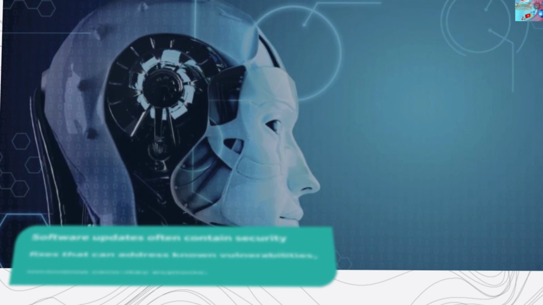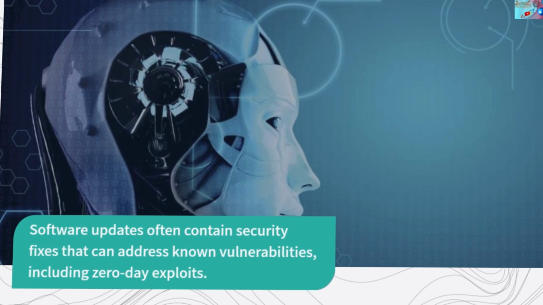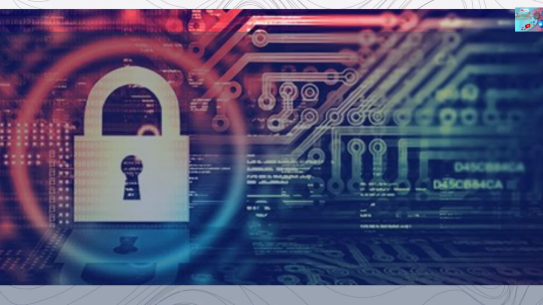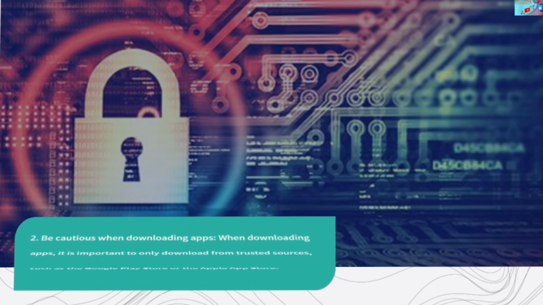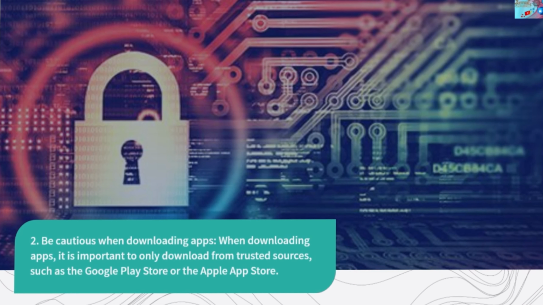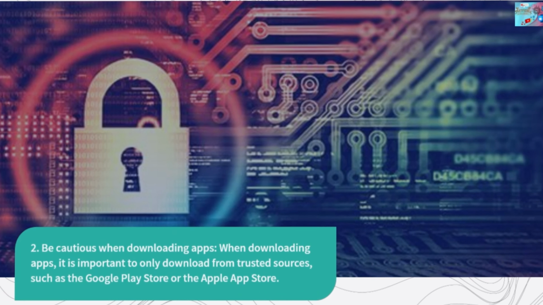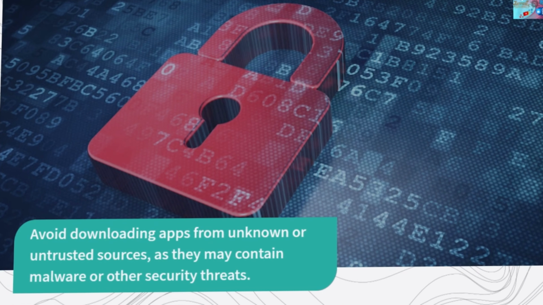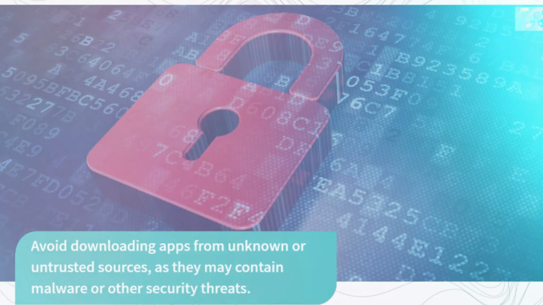Software updates often contain security fixes that can address known vulnerabilities, including zero-day exploits. 2. Be cautious when downloading apps. When downloading apps, it is important to only download from trusted sources, such as the Google Play Store or the Apple App Store. Avoid downloading apps from unknown or untrusted sources, as they may contain malware or other security threats.